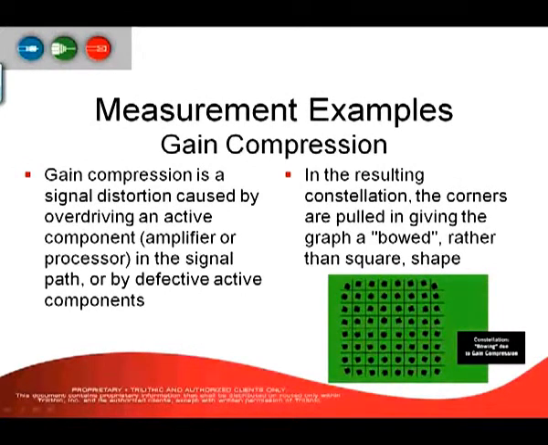And then there's what's called gain compression. Gain compression is signal distortion usually caused by overdriving an active component like an amplifier or a processor in the signal path, or by defective active components. It's compressing the signal. In the resulting constellation, the corners are pulled in. It kind of looks like the constellation pattern is bowed, and when you see that type of pattern, it comes from gain compression.